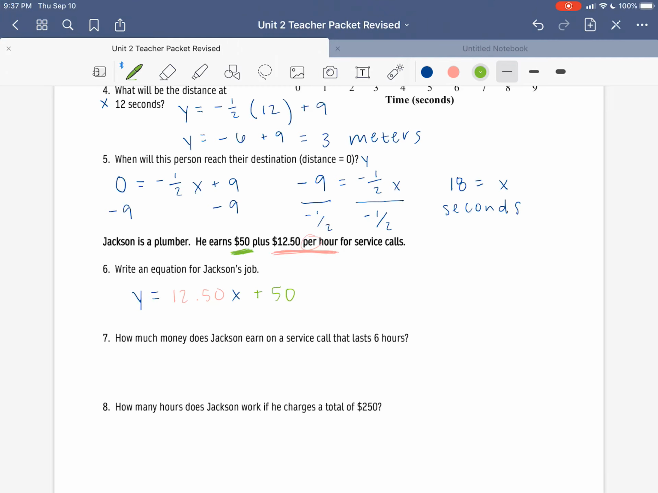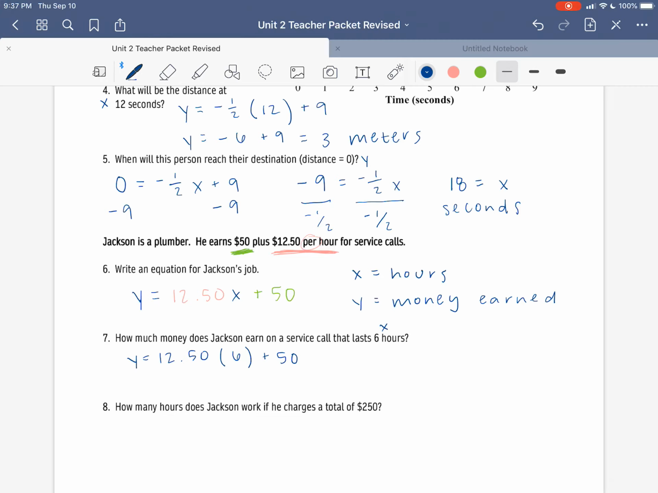Next question says, how much money does Jackson earn on a service call that lasts 6 hours? So we said, we probably should have defined our variables up here. In my equation, I was letting x represent the number of hours, and y is representing the money that he earns, so money earned or income. So amount of time is an x value in my equation. So in my equation, I'm going to replace that x with a 6 and then solve for y.